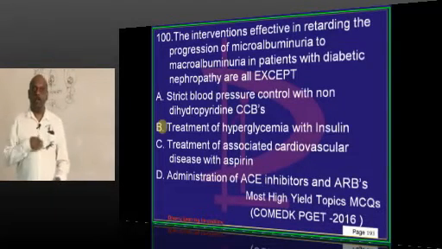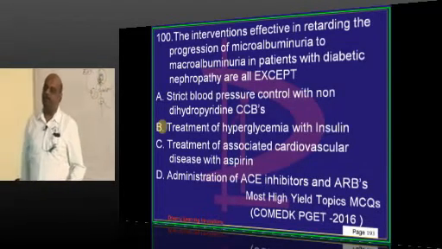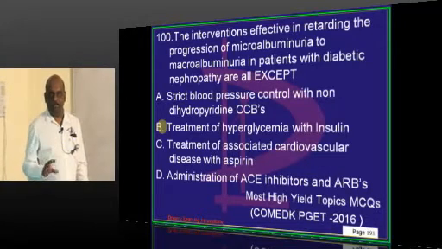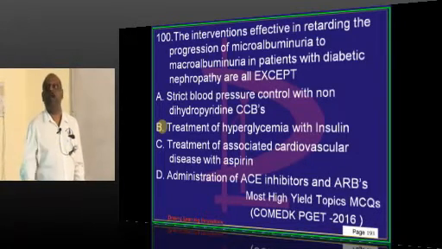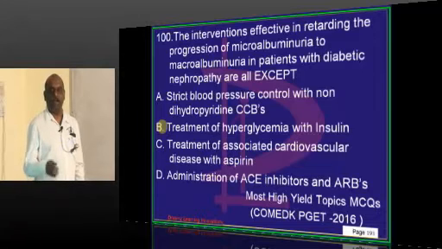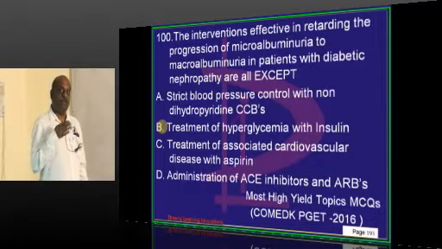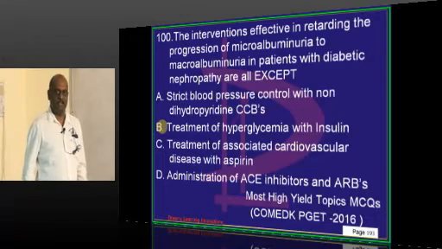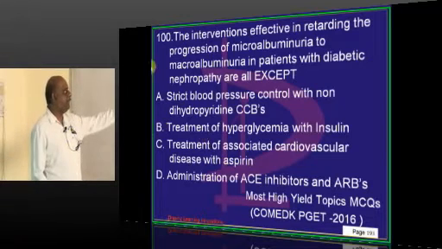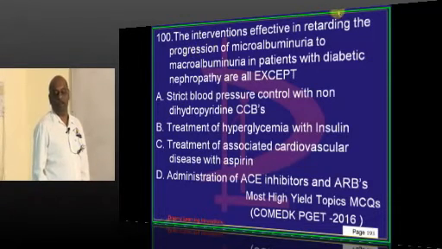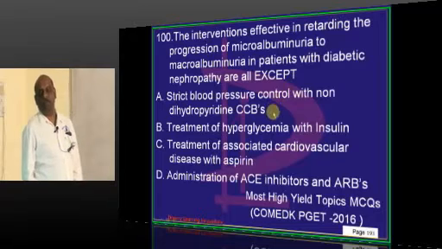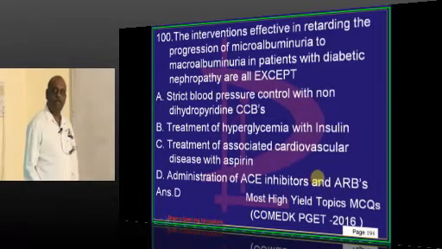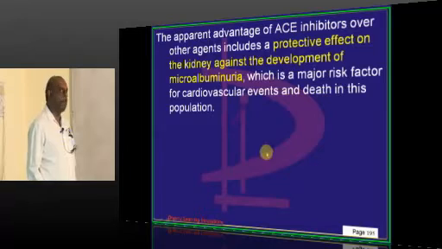Then micro to macro albuminuria. Basically, giving ACE inhibitors prevents onset of microalbuminuria. It doesn't have much effect in preventing progression from micro to macro. Macro means end stage renal disease. That is the effect which is there with the non-dihydropyridine calcium channel blockers, but not for ACE inhibitors, is what you need to basically remember. ACE inhibitors are mainly for preventing the microalbuminuria.